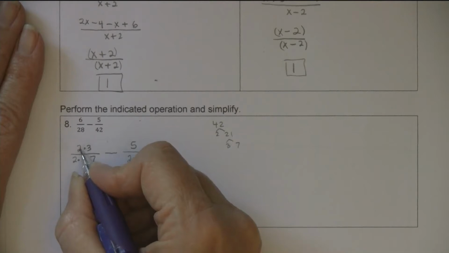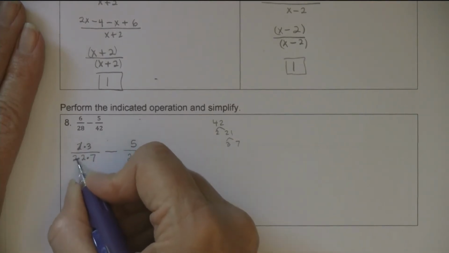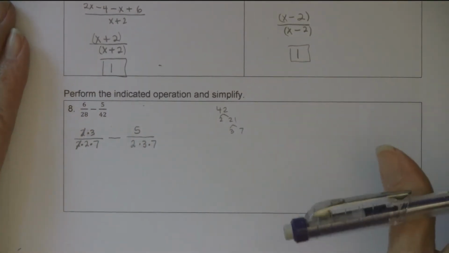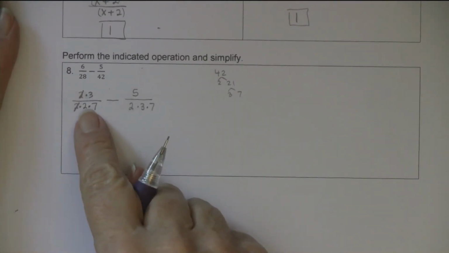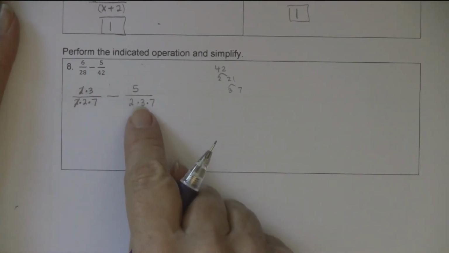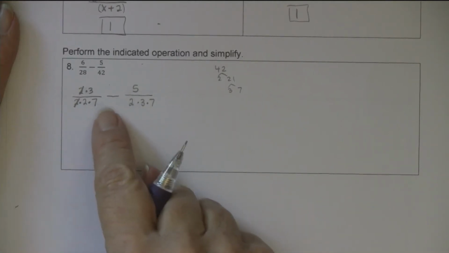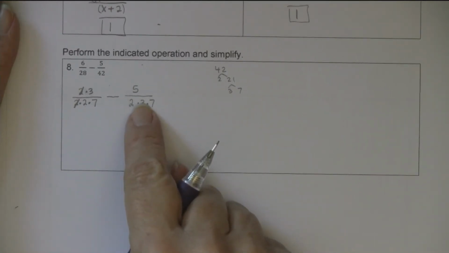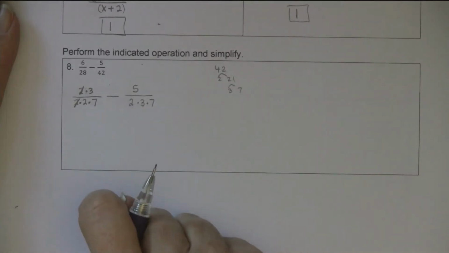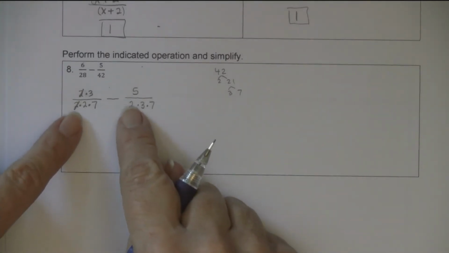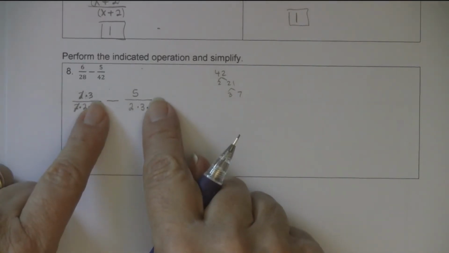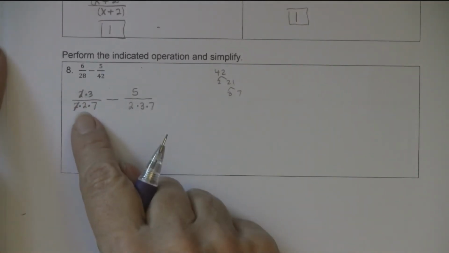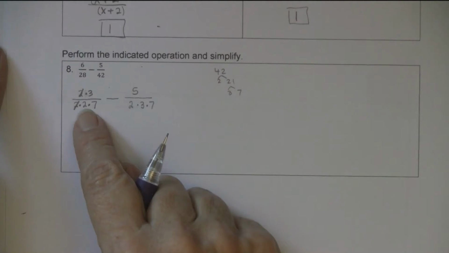And then I can reduce out a 2. And now I'm a little bit closer to having a common denominator, because this denominator has something extra that this one doesn't have. Do you guys notice what it is? Yeah, they both have a 2, so they're good there. They're the same. They both have a 7, so they're the same. But what's missing is a 3 in this denominator here.